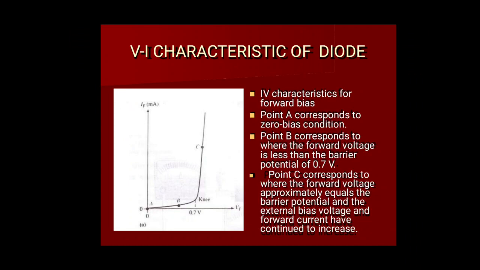At point C, the forward voltage is approximately equal to the barrier potential. So at point C, the forward voltage is exactly equal to the barrier potential, and as the external bias voltage increases, the forward current continues to increase. This is the graph of forward voltage, VF, versus forward current. The forward current is measured in milliamperes.